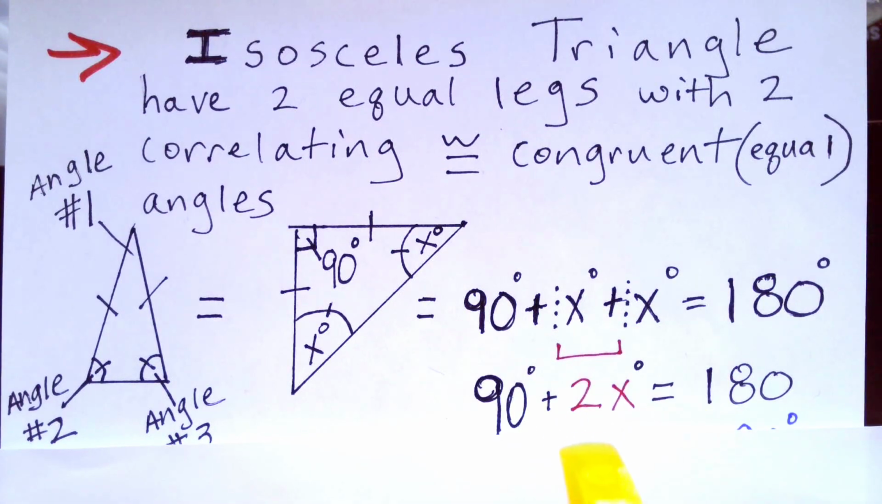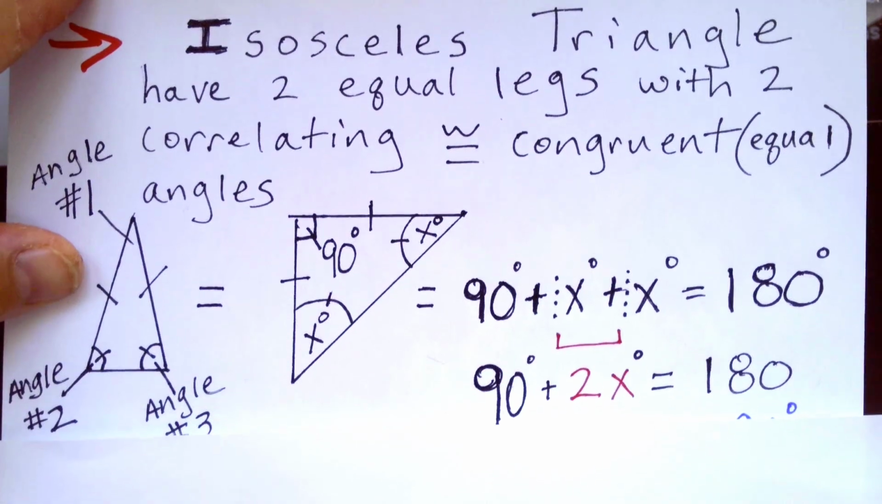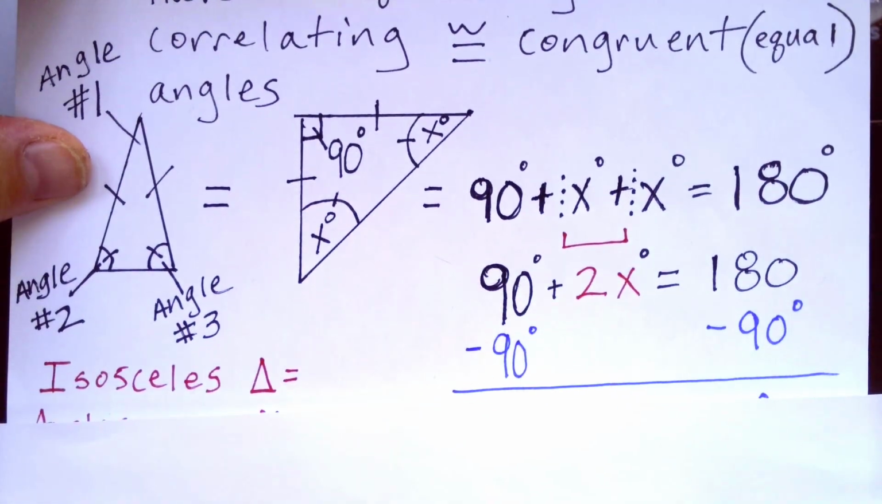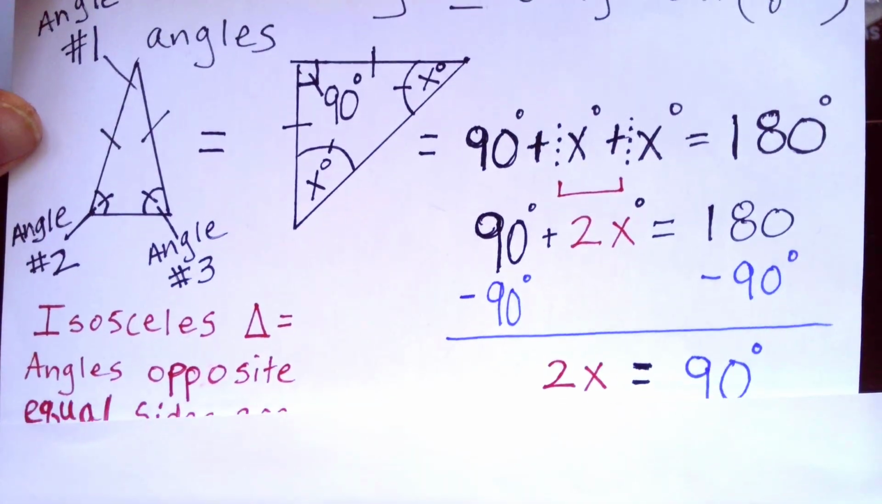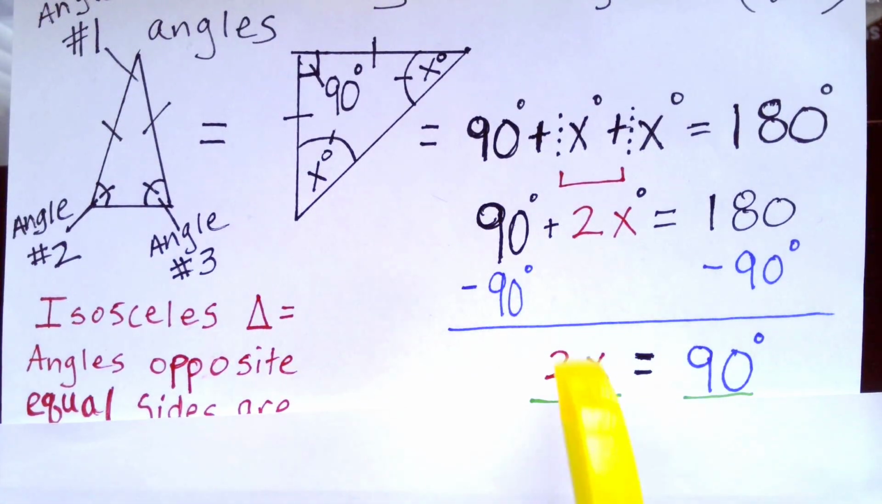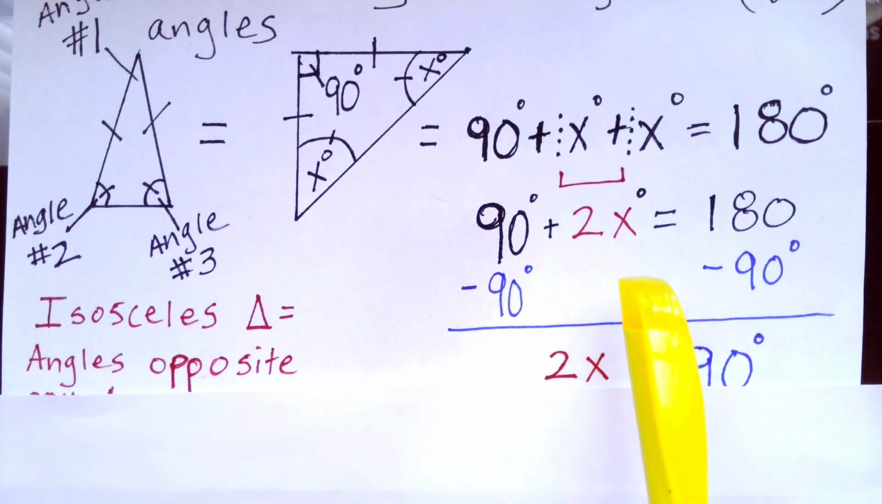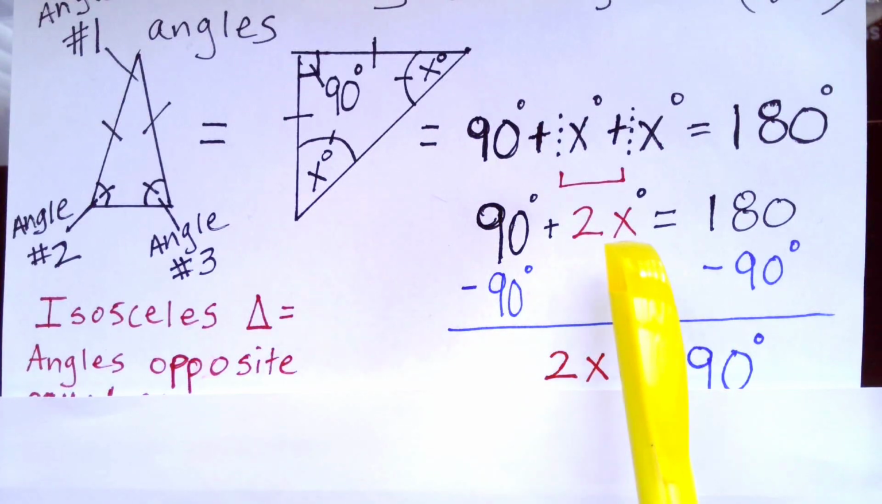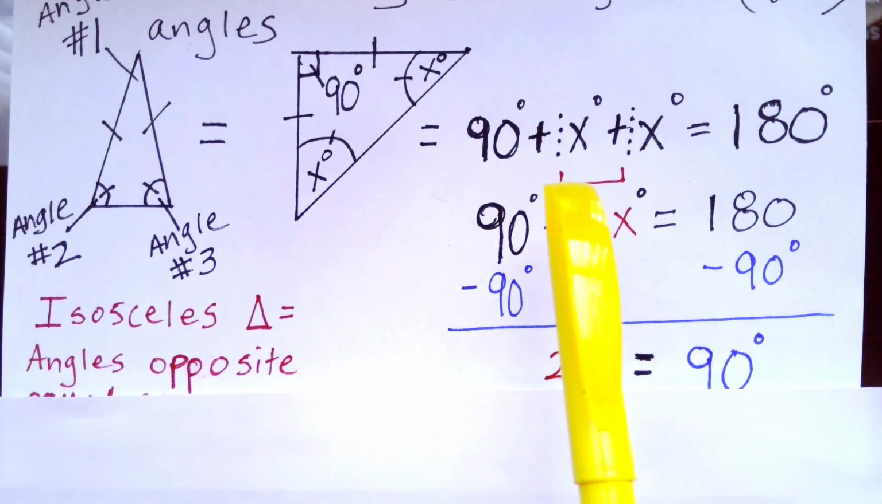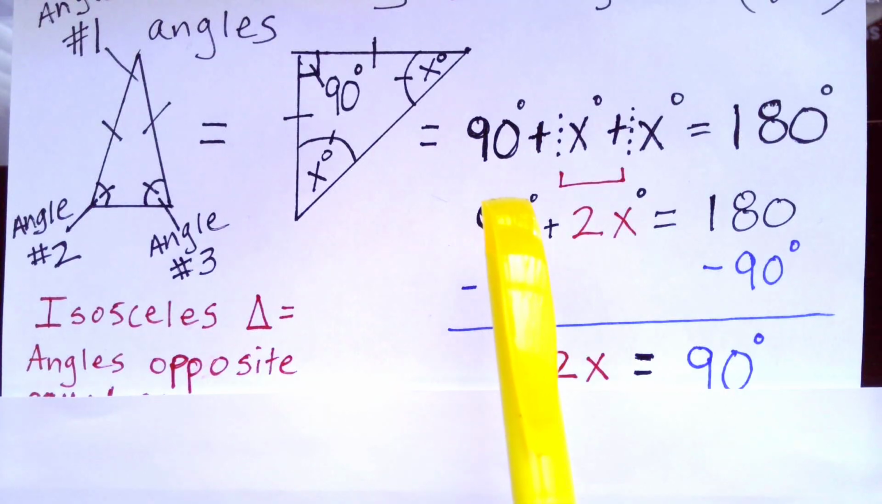1 plus 1 is 2x. I just rewrite the 90. I rewrite that 180. Now I have a two-step equation that you see here: 90 plus 2x equals 180 degrees. I want to solve for x. What does that mean? That means I want to get x all by itself, all alone. I've got to get rid of the 2. 2 next to an x means multiplication. I've got to get rid of the 2 and I've got to get rid of the 90.